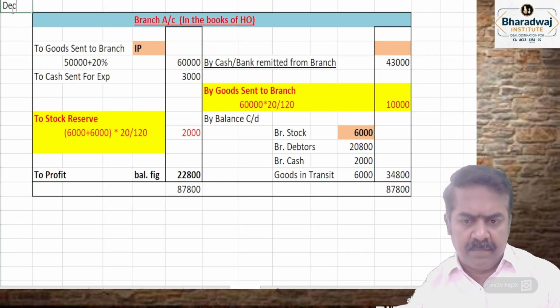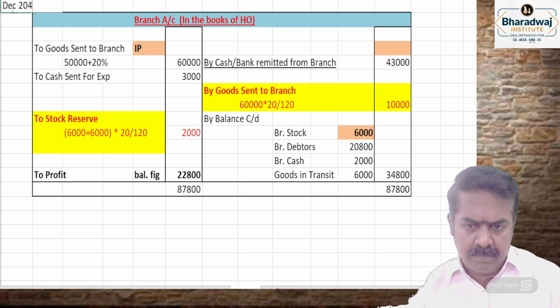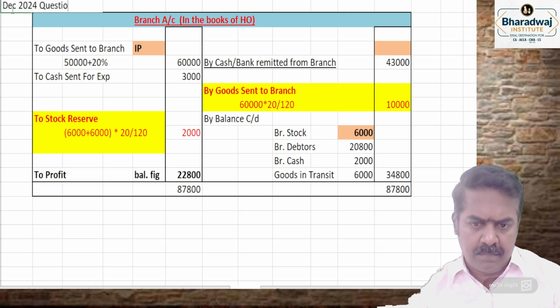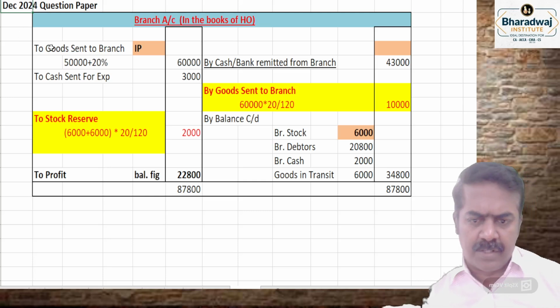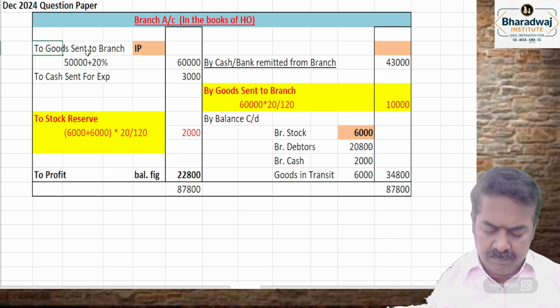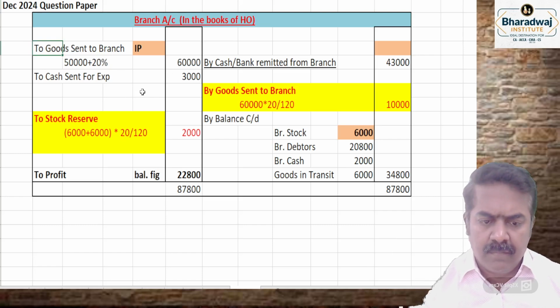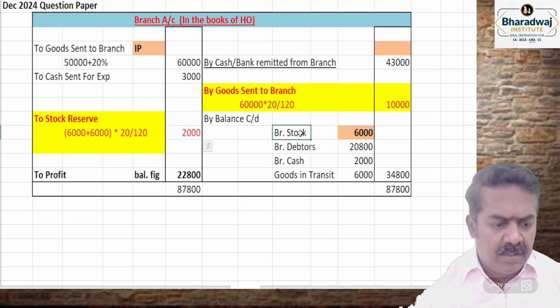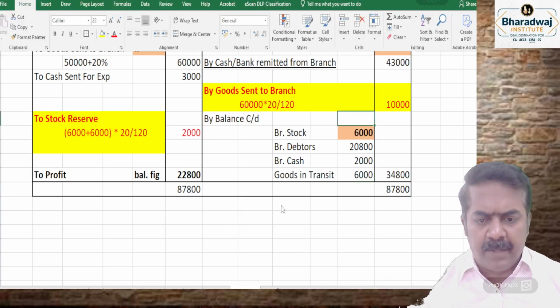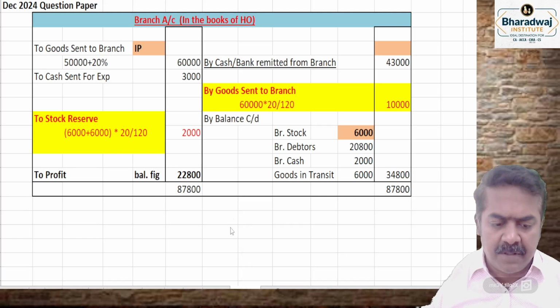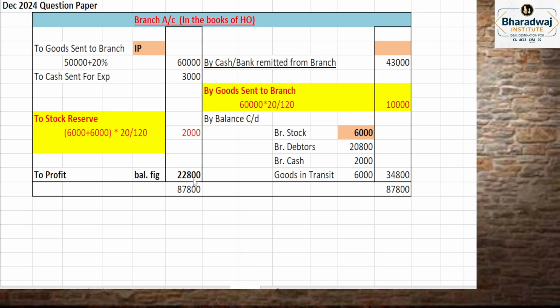This is which paper? December 2024 question paper. Take it. Sir, stock reserve, debit side, which position? Stock reserve: there's a closing stock and goods in transit. Both will be at invoice price. So we remove the stock reserve on the debit side. There's no opening stock because it's a newly started branch. Take up this.